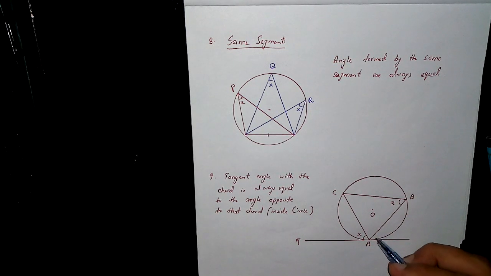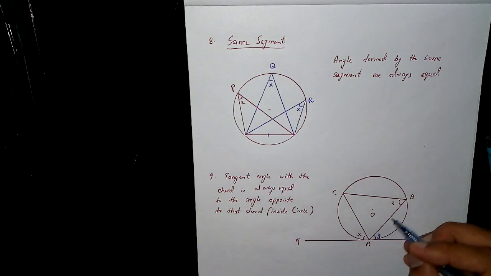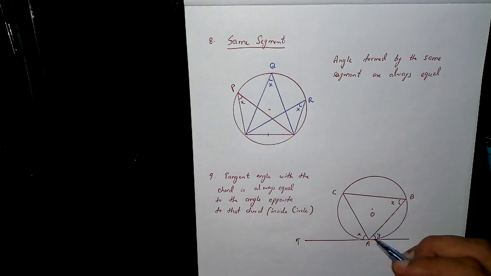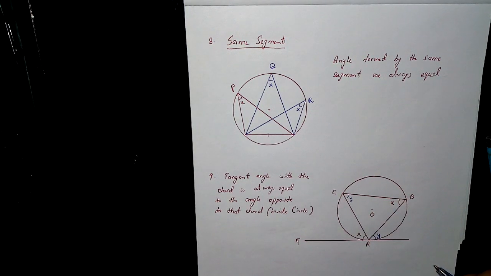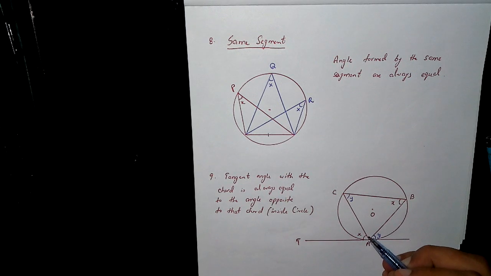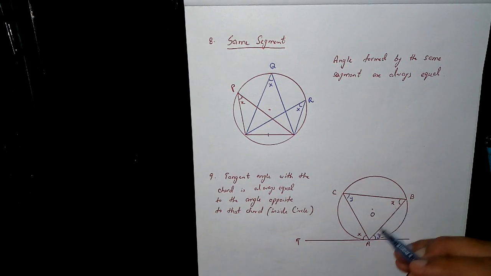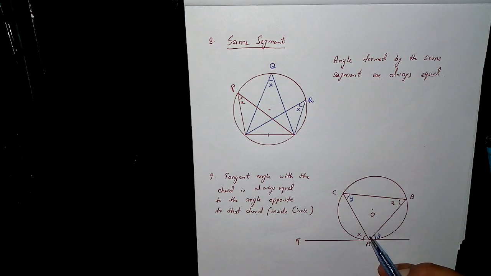Suppose if this angle is Y, so now the angle opposite to this chord will be Y as well. So you can clearly see that this angle can be found out by X plus Y and then subtracting from 180, and for this line as well this angle can be found out by X plus Y and then subtracting from 180.